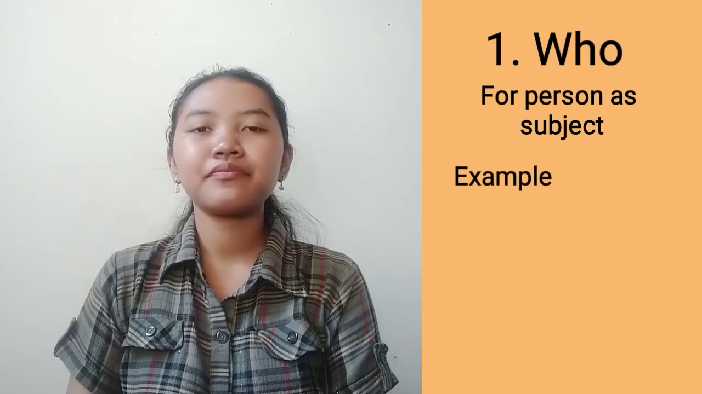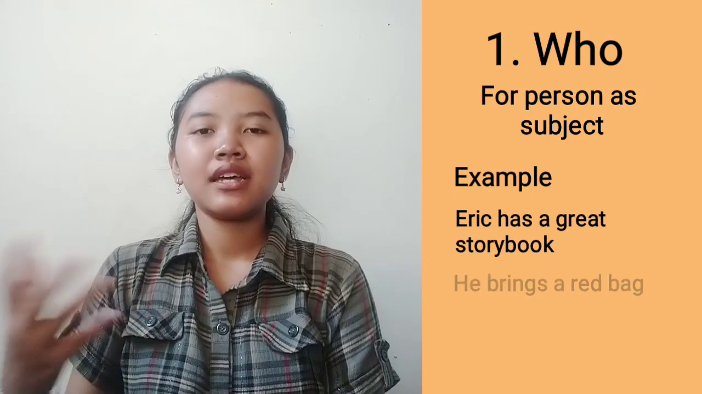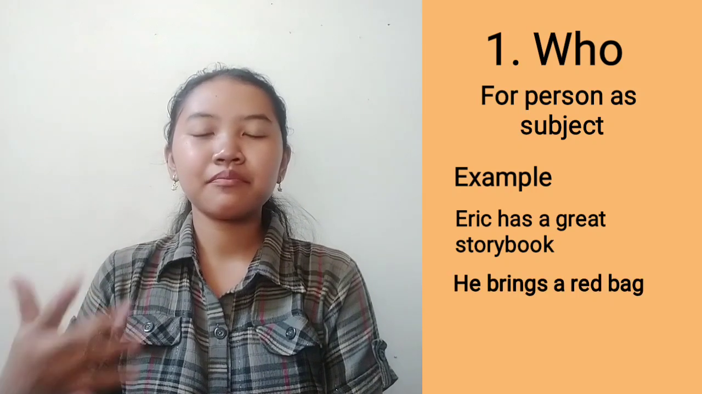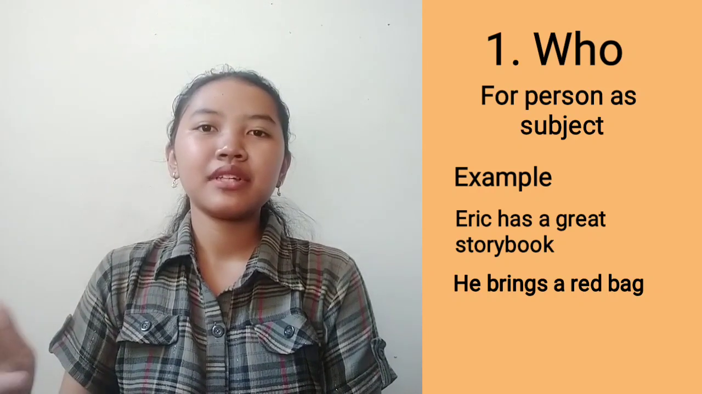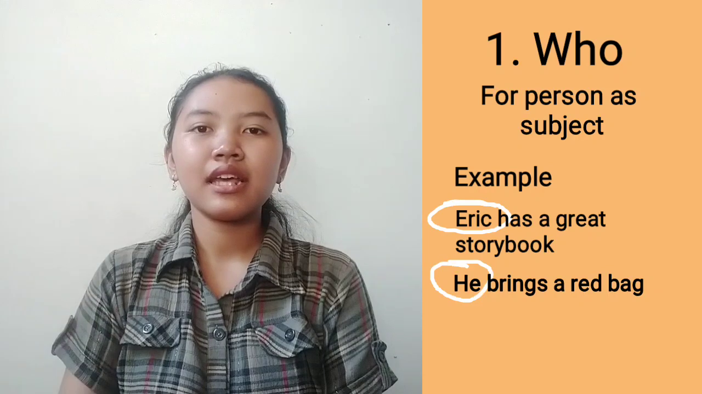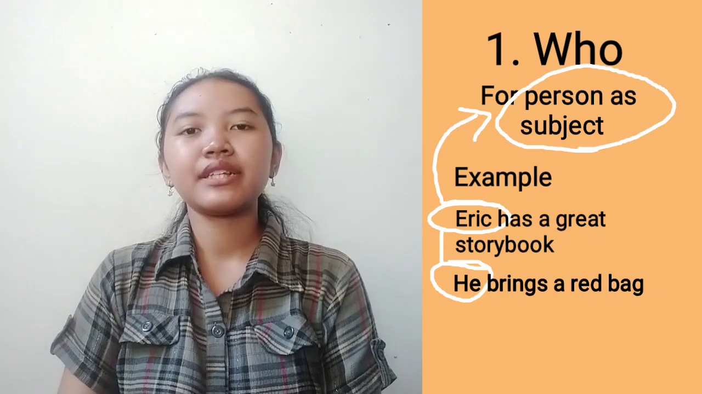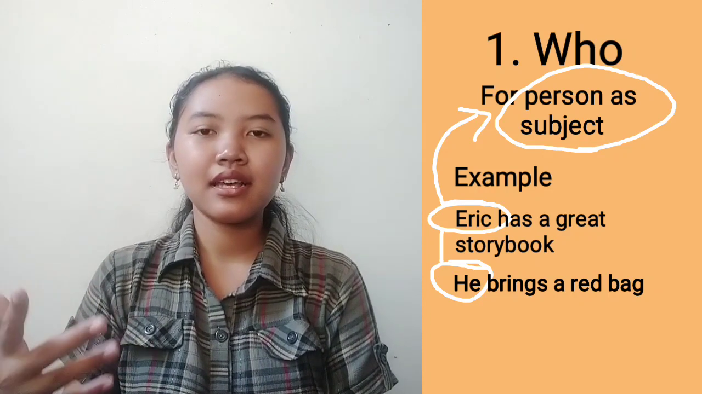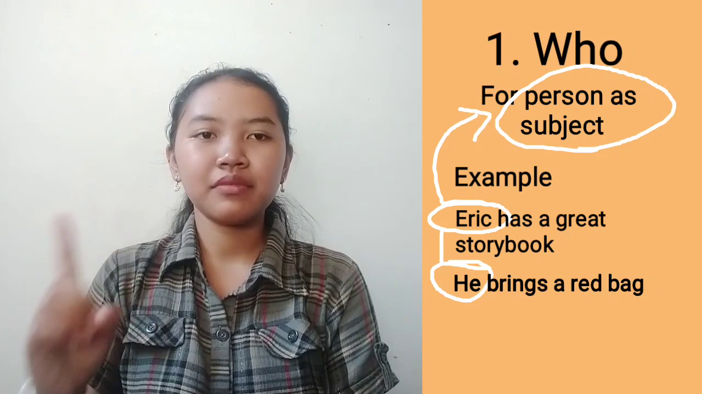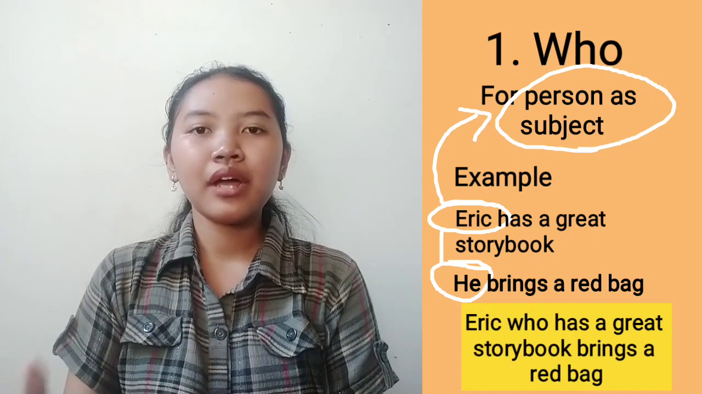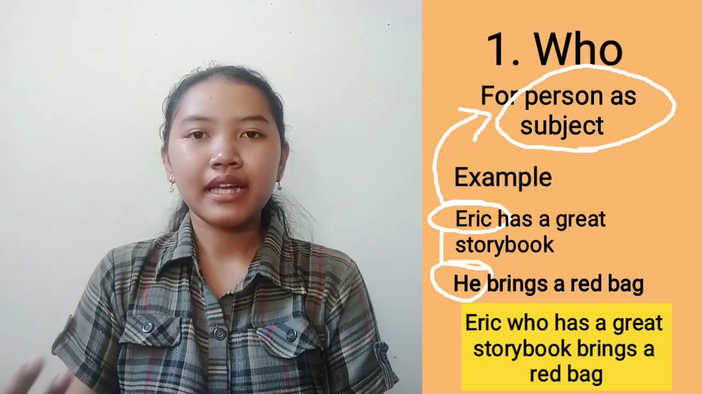For example, Eric has a great storybook. He brings a red bag. These sentences have the same noun that is Eric, and in those sentences, Eric is a person as subject. So we can combine these sentences with the relative pronoun who. So the sentence will be, Eric, who has a great storybook, brings a red bag.